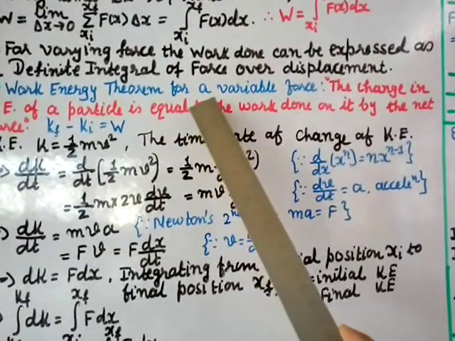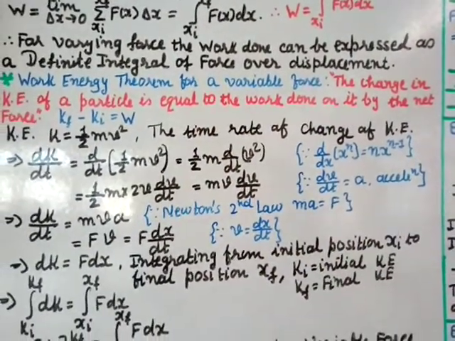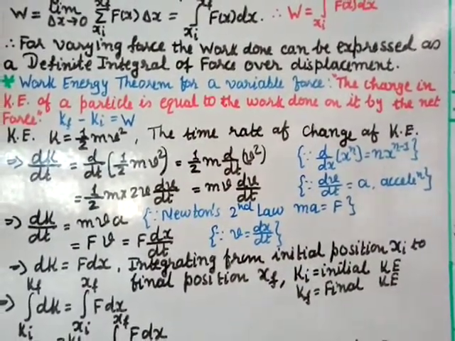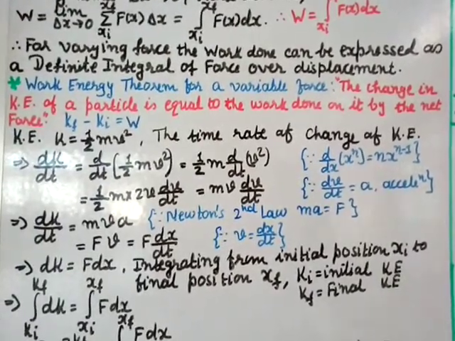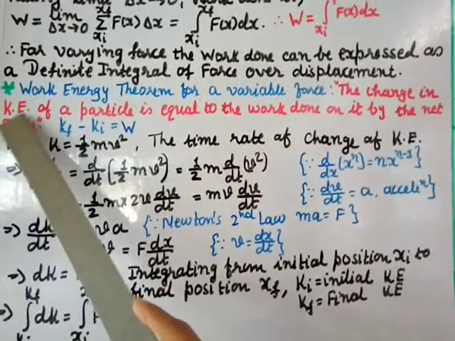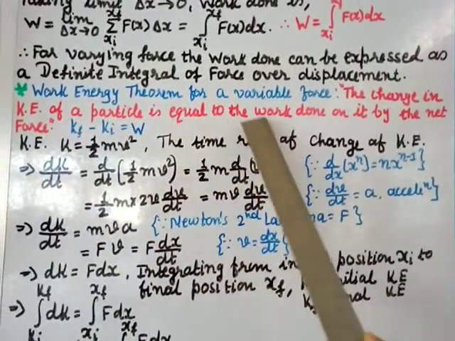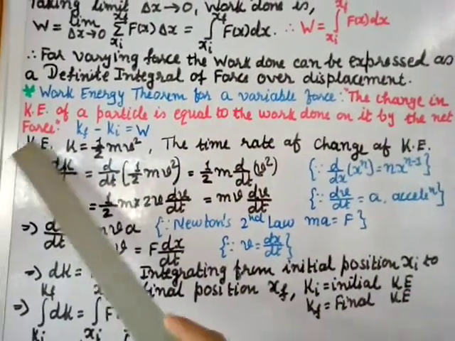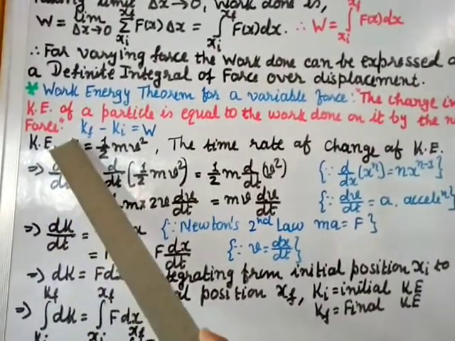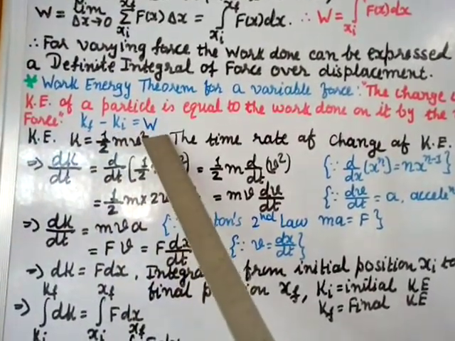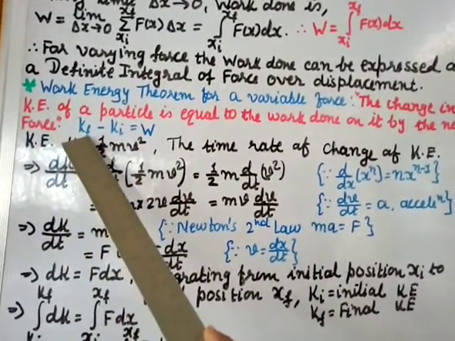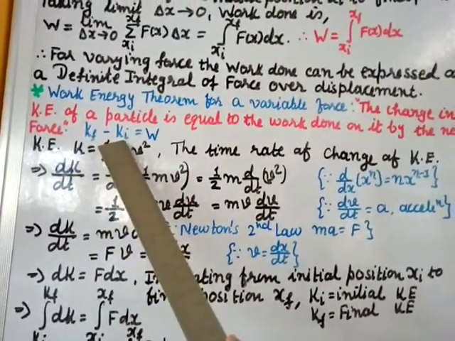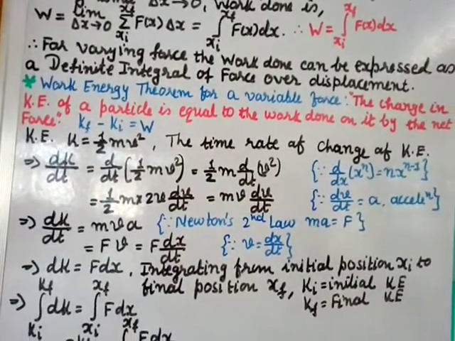Work energy theorem for a variable force. The statement is the same as we have studied before, the work energy theorem, but this is for the variable force. The change in kinetic energy of a particle is equal to the work done on it by the net force. Mathematically, Kf minus Ki is equal to W. So this is the change in the kinetic energy equal to the work done. Kf is the final kinetic energy, Ki is the initial kinetic energy, and W is the work done.